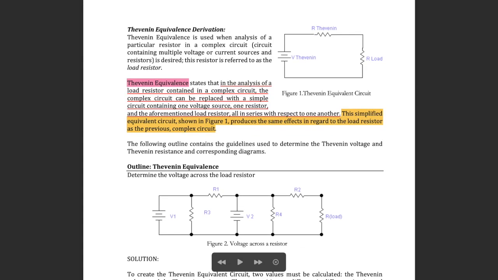So what is Thevenin equivalence? It states that in the analysis of a load resistor contained in a complex circuit, the complex circuit can be replaced with a simple circuit like this, containing one voltage source called V Thevenin, one resistor called R Thevenin, and the load resistor. And they're all in series with respect to one another. And here is the most important part: the simplified equivalent circuit produces the same effect in regard to the load resistor as the previous complex circuit.